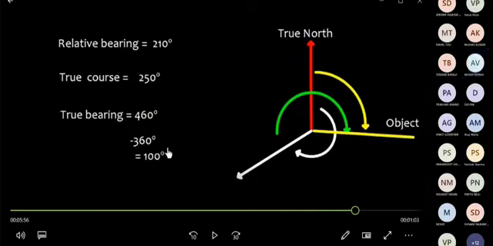Okay, all right. So the basic principle is if you are given a relative bearing, you have to add the ship's head to it and then you will get the true bearing. And anytime the bearing goes greater than 360, we have to subtract 360 from it to bring it within the valid range. The bearings always lie between 000 and 360.